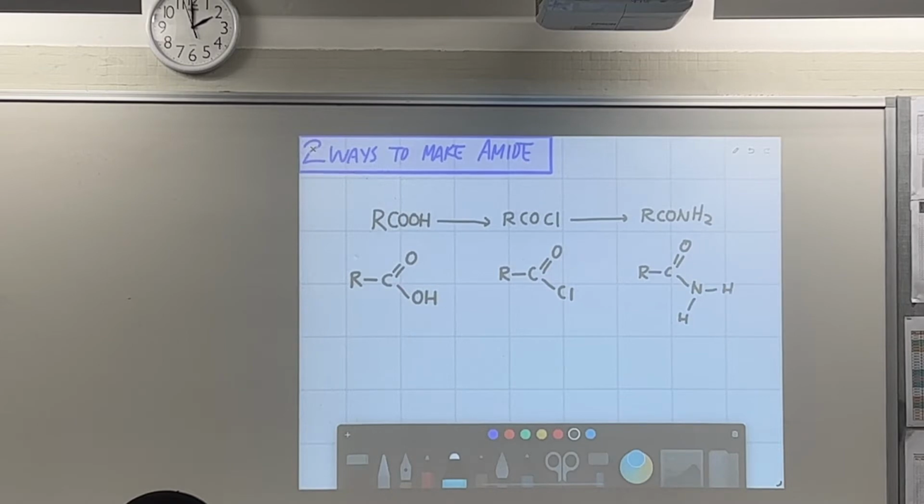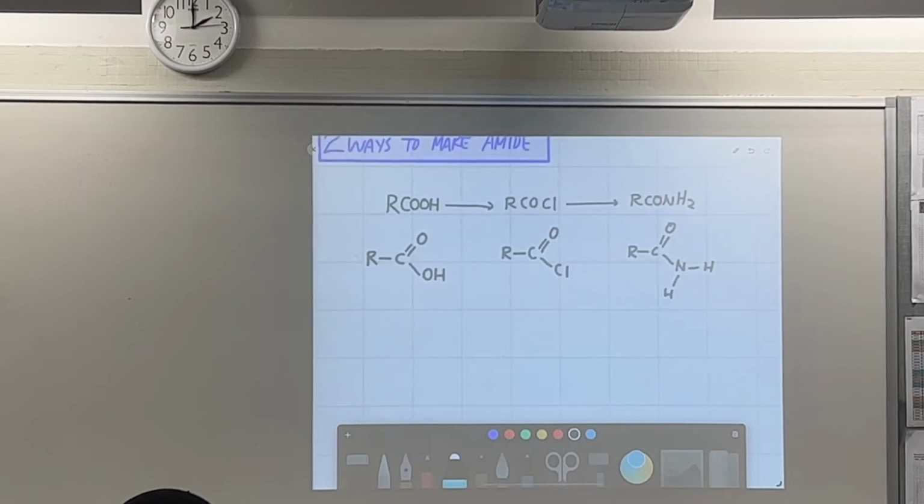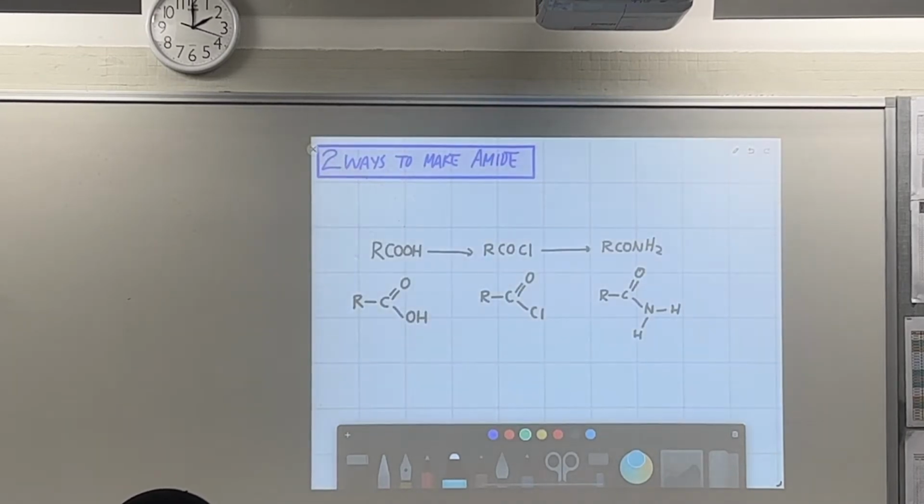You can almost see at a glance that the R group remains unchanged. This means the R group is not the thing that is reacting, but it's the other part of the molecule that is reacting. It keeps changing its shape and its functional group. So let's see how this is done. Write down method 1 on the side first. So this is method 1.